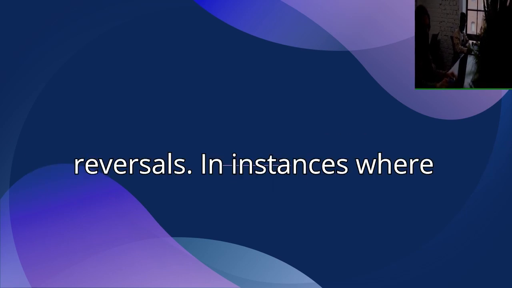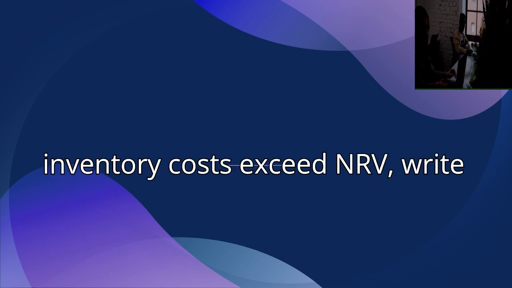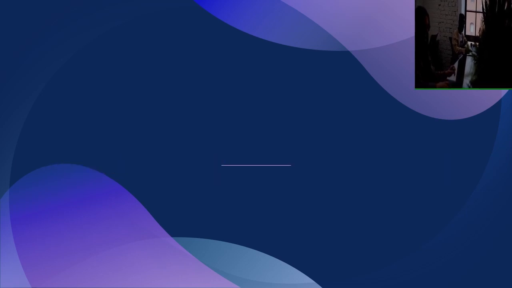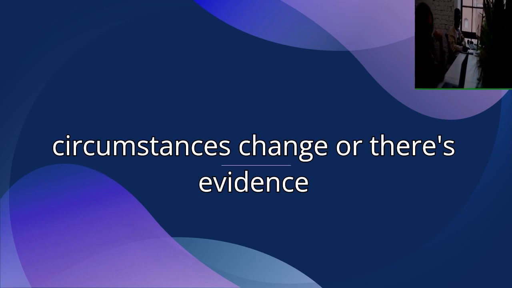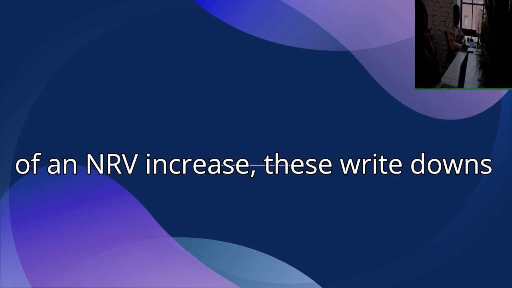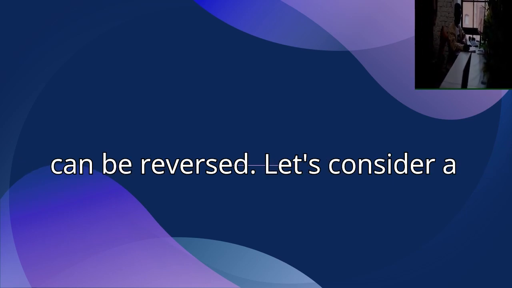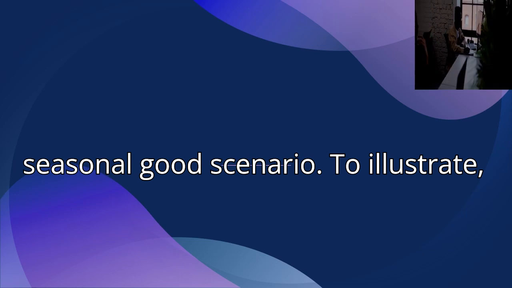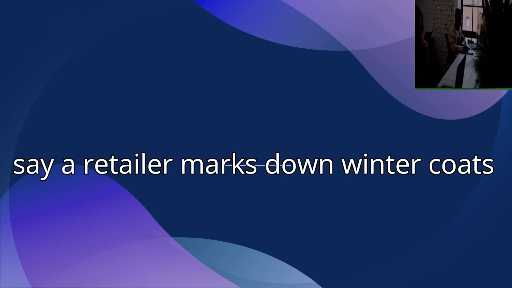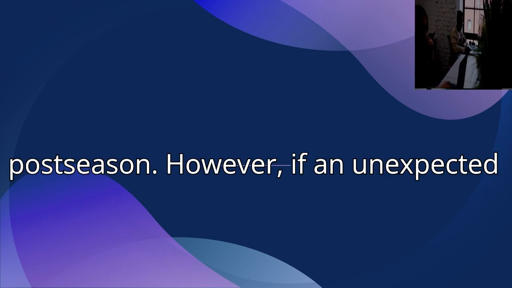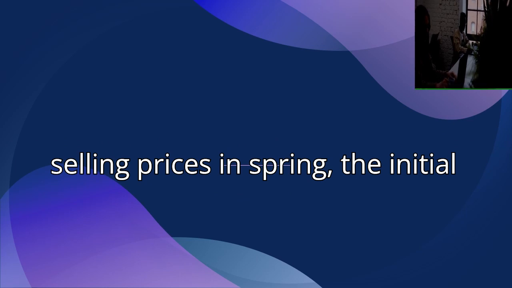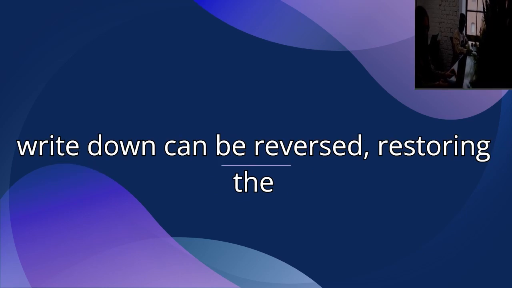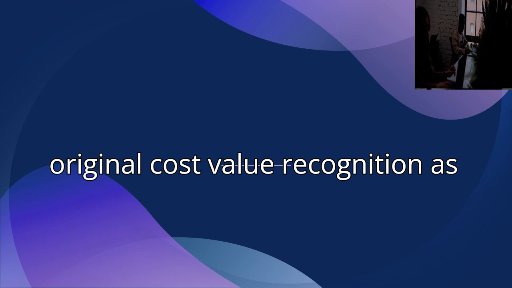Write-downs and reversals. In instances where inventory costs exceed NRV, write-downs are necessary. Yet, if circumstances change or there's evidence of an NRV increase, these write-downs can be reversed. Let's consider a seasonal goods scenario to illustrate. Say a retailer marks down winter coats post-season. However, if an unexpected surge in demand occurs, prompting higher selling prices in spring, the initial write-down can be reversed, restoring the original cost value.